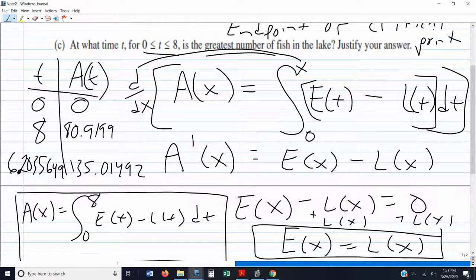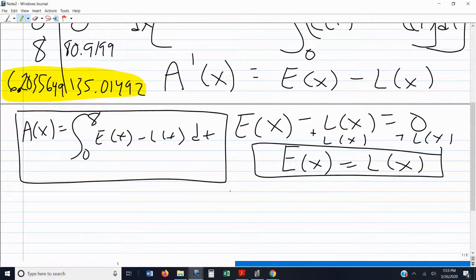For what time is the greatest number of fish in the lake? It's going to be at this time because they're not saying that there's 135 fish, but the amount of fish entering minus the amount of fish leaving is 135. So there's more entering than are leaving. And as compared to 0 and 8, that's true as well.